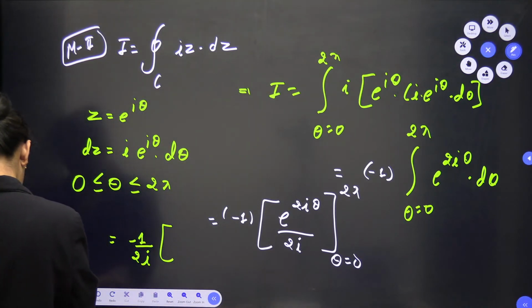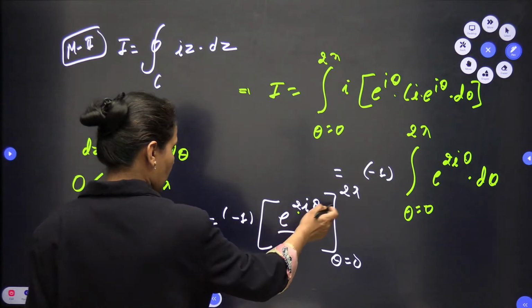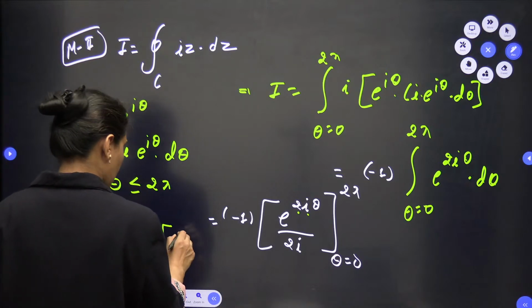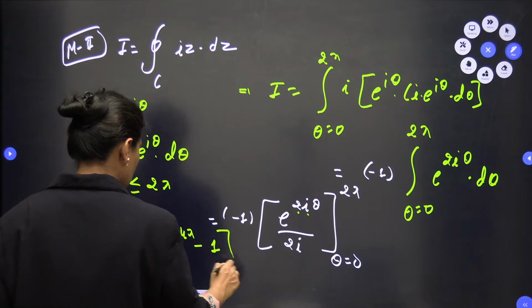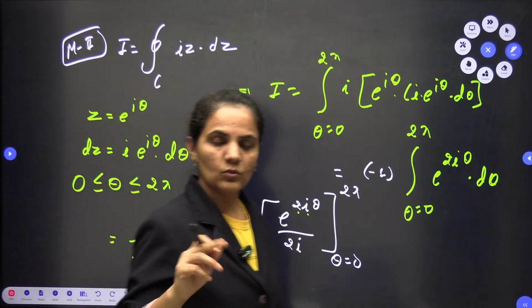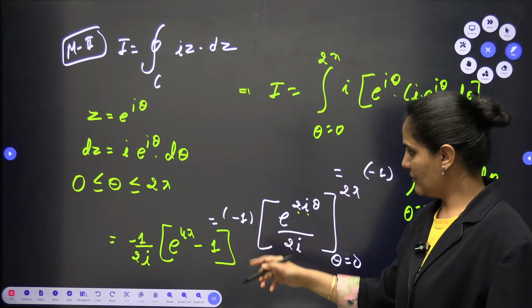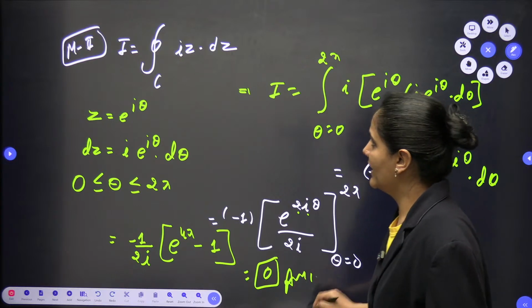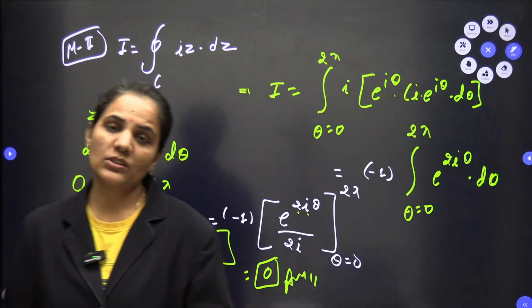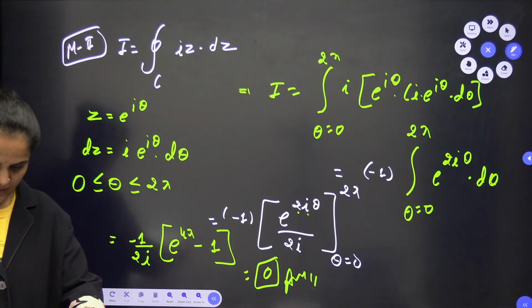Options available? No, options are fine. So when I put the limit, 2 iota theta is 2 into 2 pi, that is 4 pi, and e power 4 pi is 1. And e power 2 pi is also 1, so 1 minus 1 will be 0, and 0 by something is 0, so the result again we get as 0. So it depends on you how you solve this question, first or second; both forms are good.